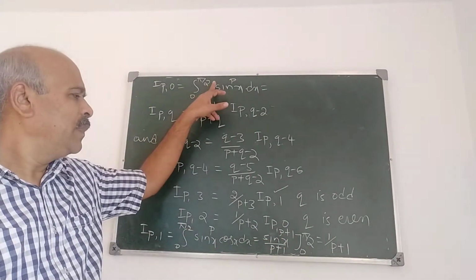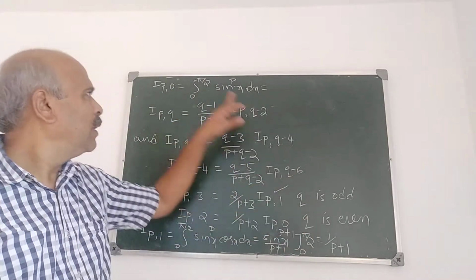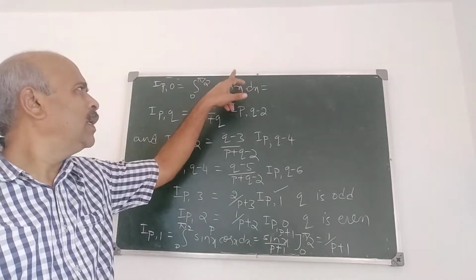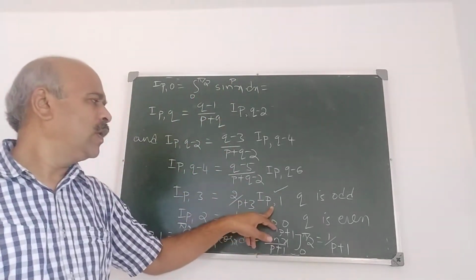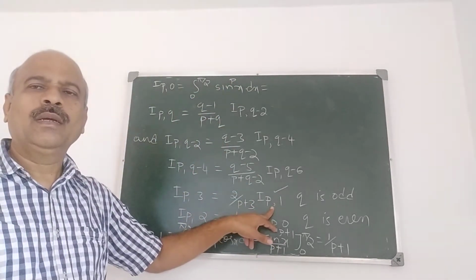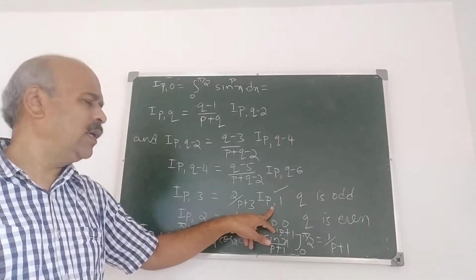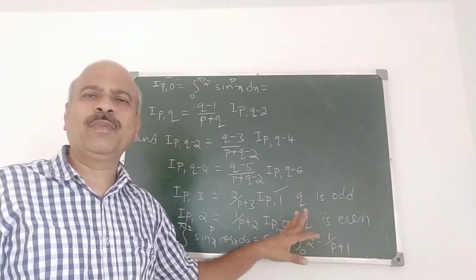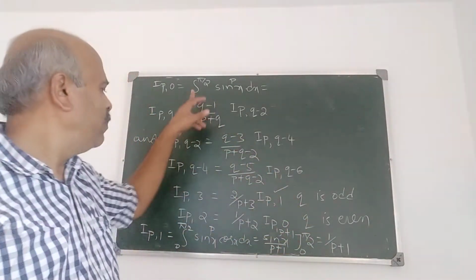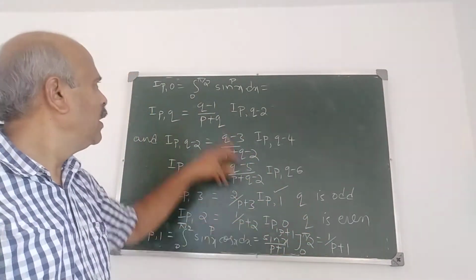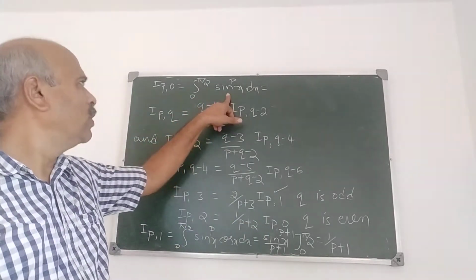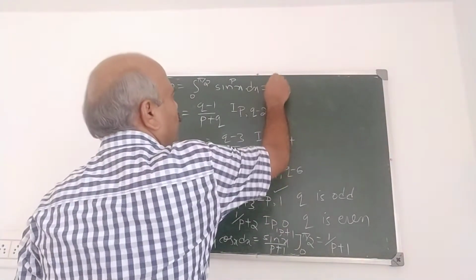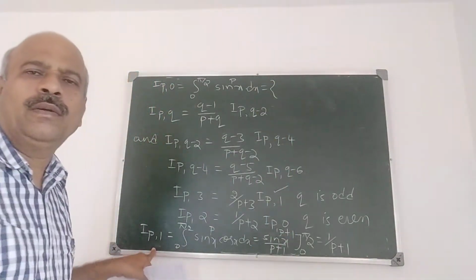But when q is even, I_{p,0} becomes the integral from 0 to pi by 2 of sin x raised to p. That I_{p,1} doesn't depend on p. Try to understand, I_{p,1} doesn't depend on p. P may be even or odd, it becomes only 1 upon p plus 1. But I_{p,0} depends on p, because the integral of sin x raised to p has two values depending on p.